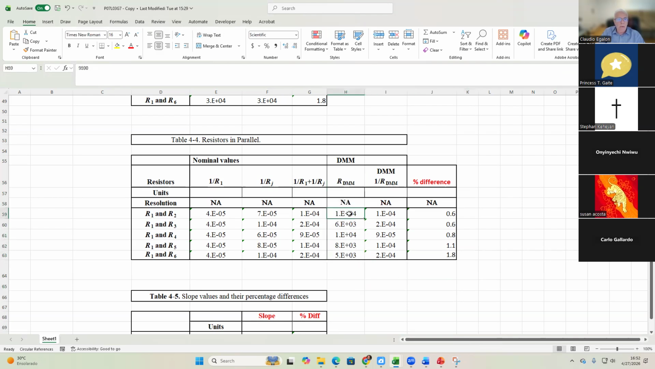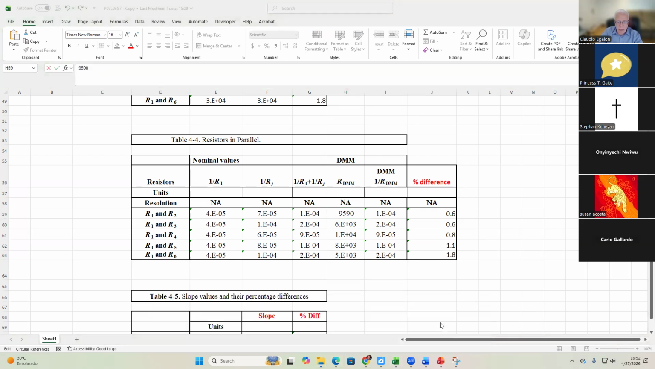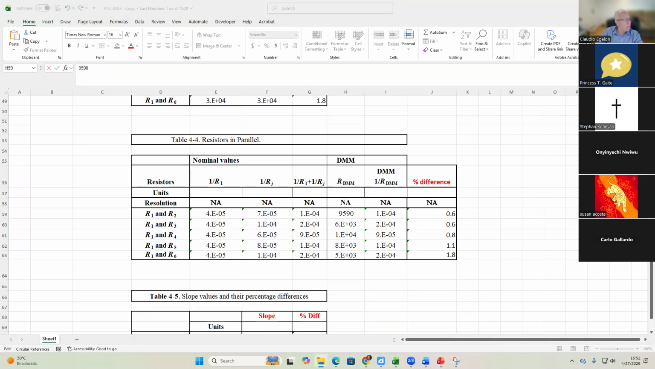First, you have to look at this column, because that's the actual measurement. This is not an actual measurement. This is the inverse of the measurement. See that? So you have to look at this one first. 9590, right? Yes. So let's take a look now at the table that you have for the significant figures. It should be 4. Yeah, it should be 4.